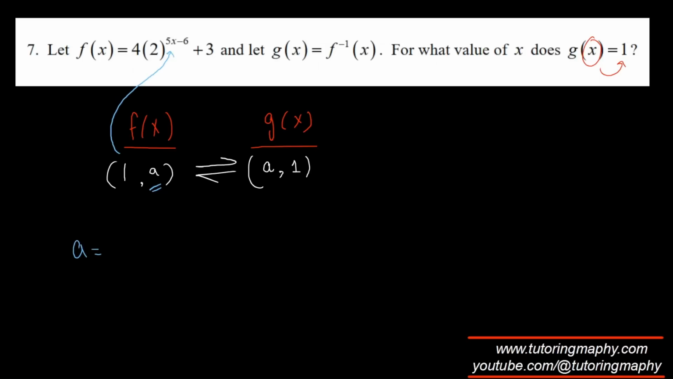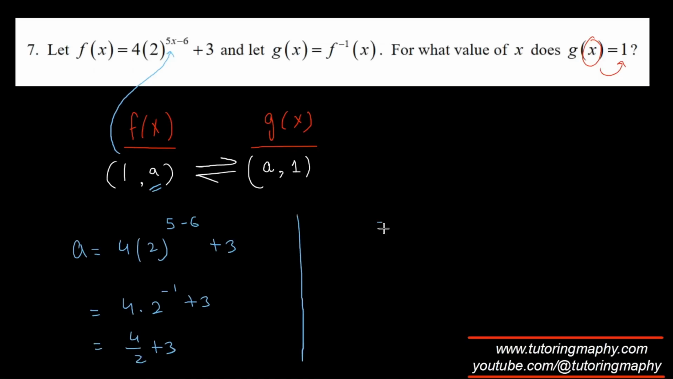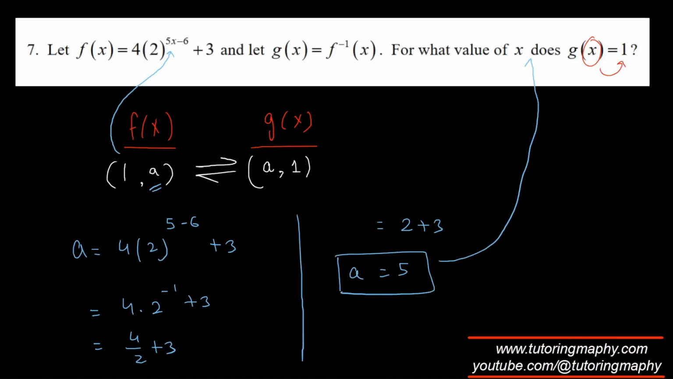So it will look like a is equal to 4 times 2 raised to 5 minus 6, because x is just 1, plus 3. So it will become 4 times 2 raised to minus 1 plus 3, which will become 4 over 2 plus 3, which will become 2 plus 3, which is definitely just 5. So the value of x at which this happens is just 5.